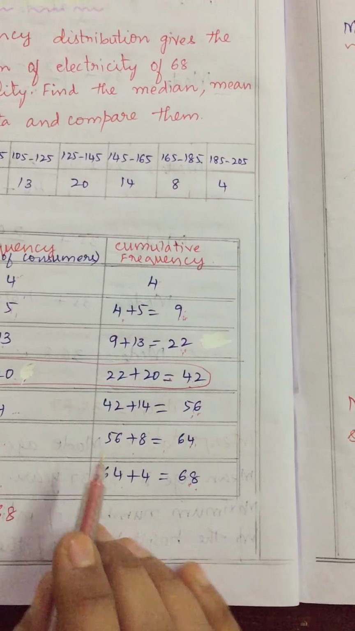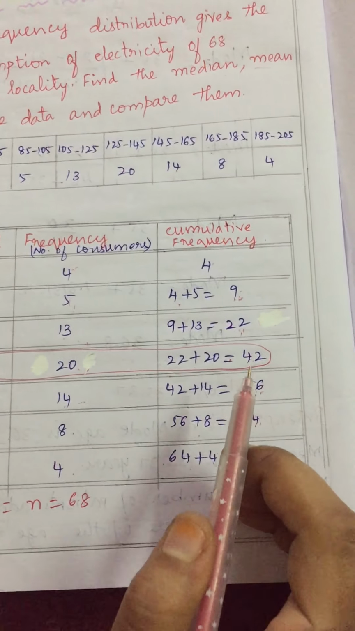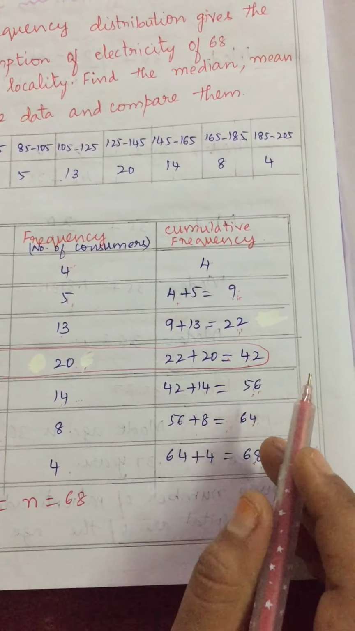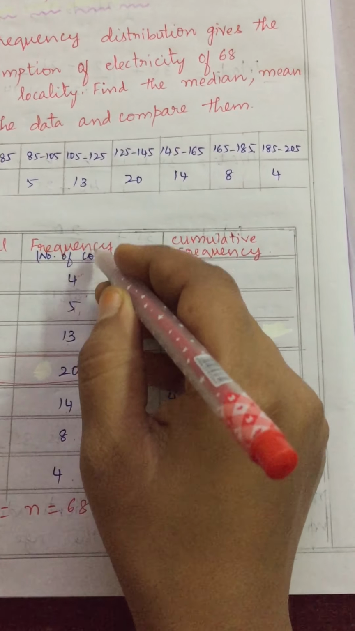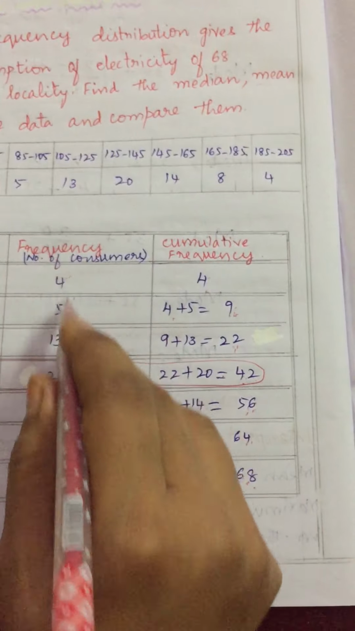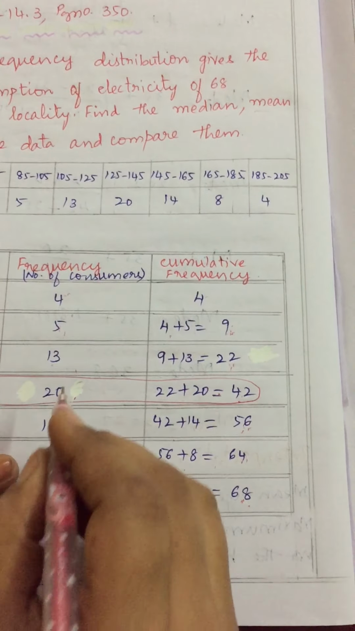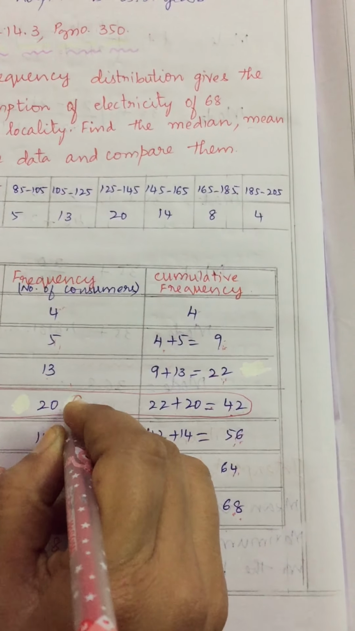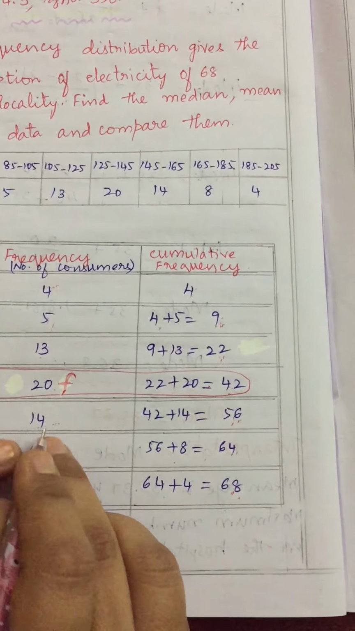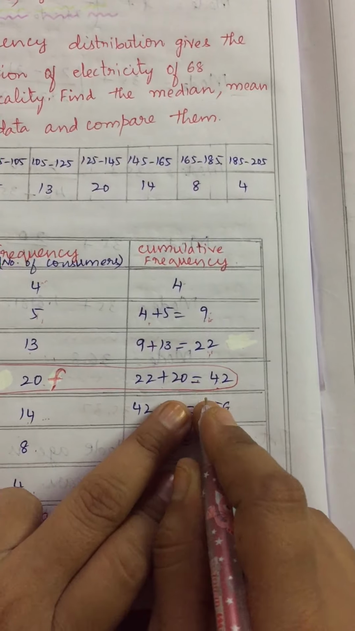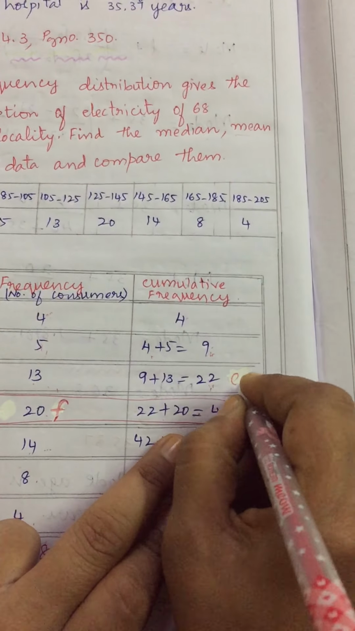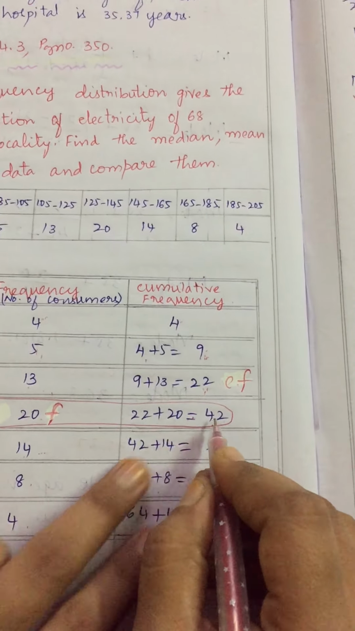Then you can see there are two ways to find the F and CF. In the frequency column you can see the highest frequency. What is the highest frequency, children? Here 20 is the highest frequency. You can make that as F, and in the cumulative frequency, the one above that is CF. Are you getting my point, children?